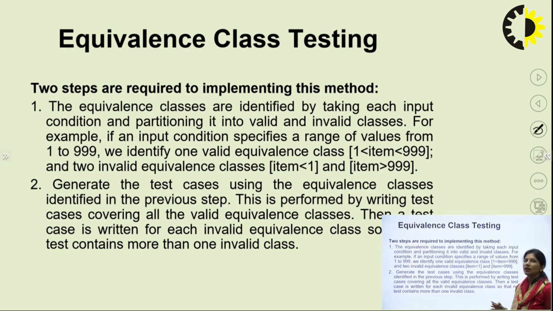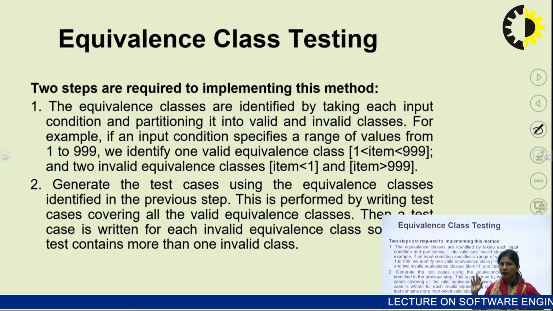Two steps are required for implementing this method. First, the equivalence classes are identified by taking an input condition and partitioning it into valid and invalid classes. Like, if the input condition specifies a range of values from 1 to 999, then the valid class will be item values from 1 to 999, and the two invalid classes are item less than 1 and item greater than 999.